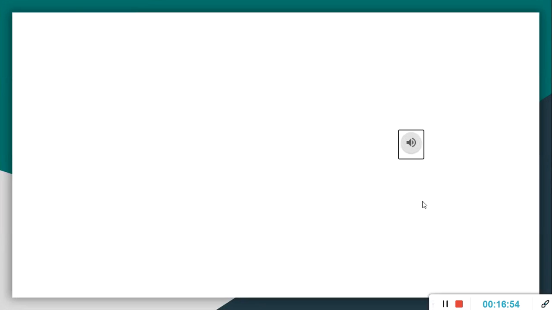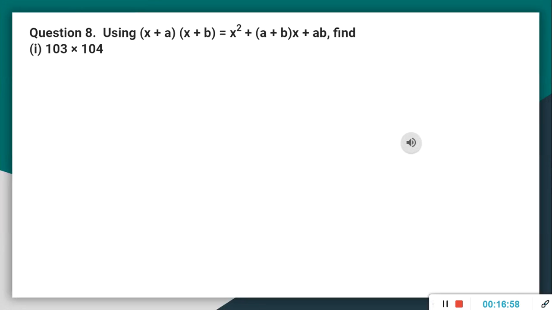Now, our last question. That is question number 8. Using x plus a into x plus b is equal to x square plus a plus b into x plus ab. Fourth identity. Okay. So first number 103 into 104. So first split the numbers. We can see the nearest 0 digit number, that is 100. 103 means 100 plus 3. 104 means 100 plus 4.